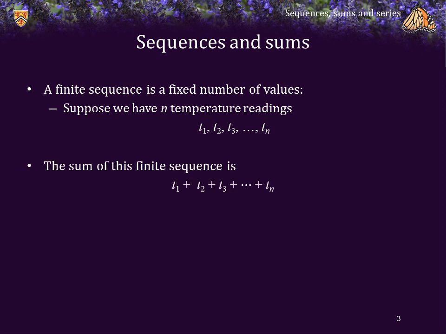Under certain circumstances, we may want to find the sum of such readings. So, a sum of a finite sequence is just adding these values together. Now, what we're going to introduce now is a different way of writing such a finite sum. So, here we see the Greek capital letter sigma, and beneath it is k equals 1, above it is n, and then we have the term t sub k.